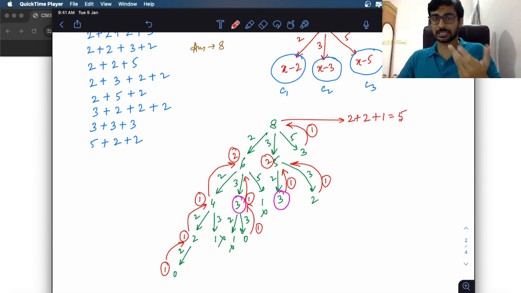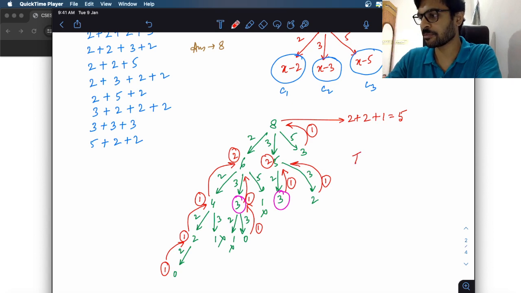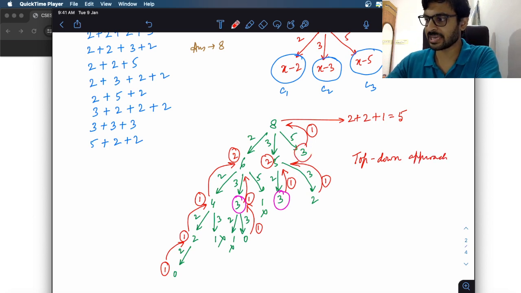For 9 possibly we'll get a bigger answer. So this is for 8. Now, this is a memoization way of solving the problem. That is, I start from the main target, the main answer, and I go towards the smaller cases. This is known as the top down approach. And the way of using the already computed solutions like 3 and 2, without recomputing them, that we refer to as memoization.